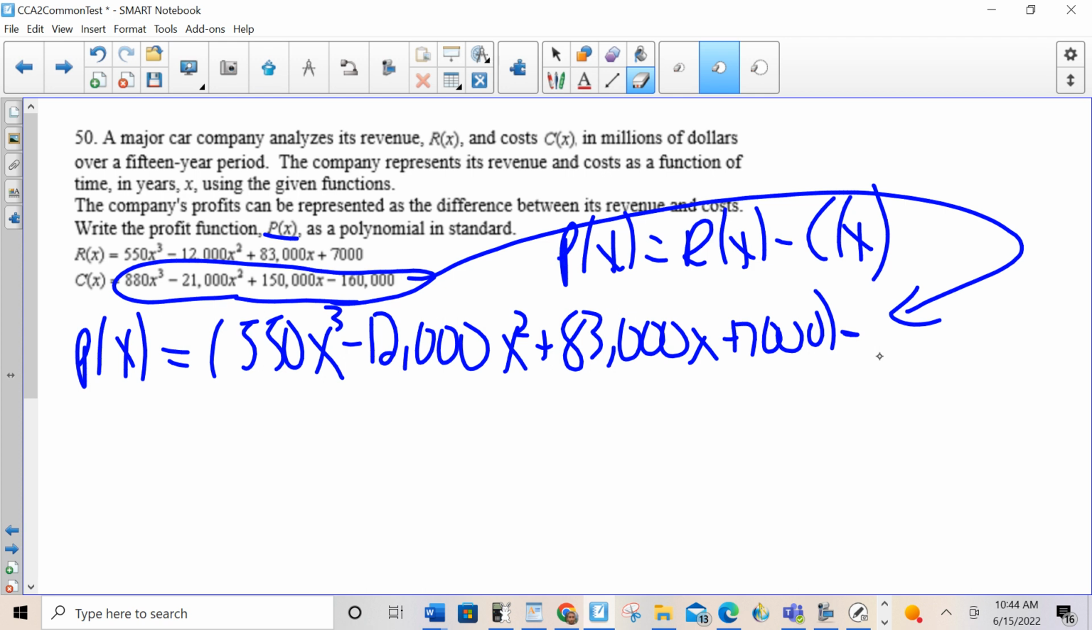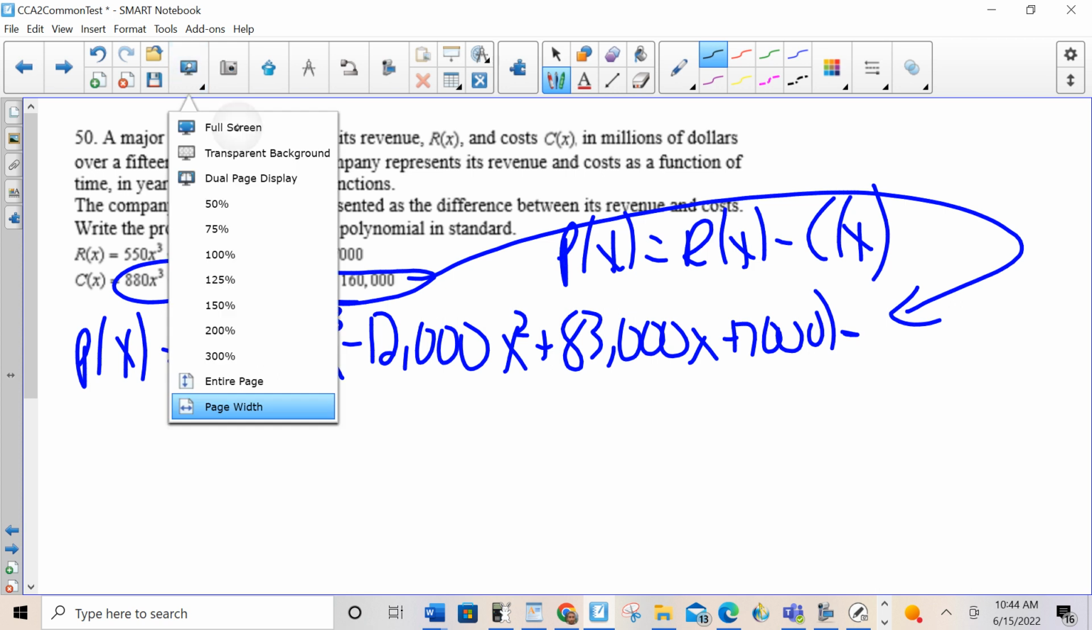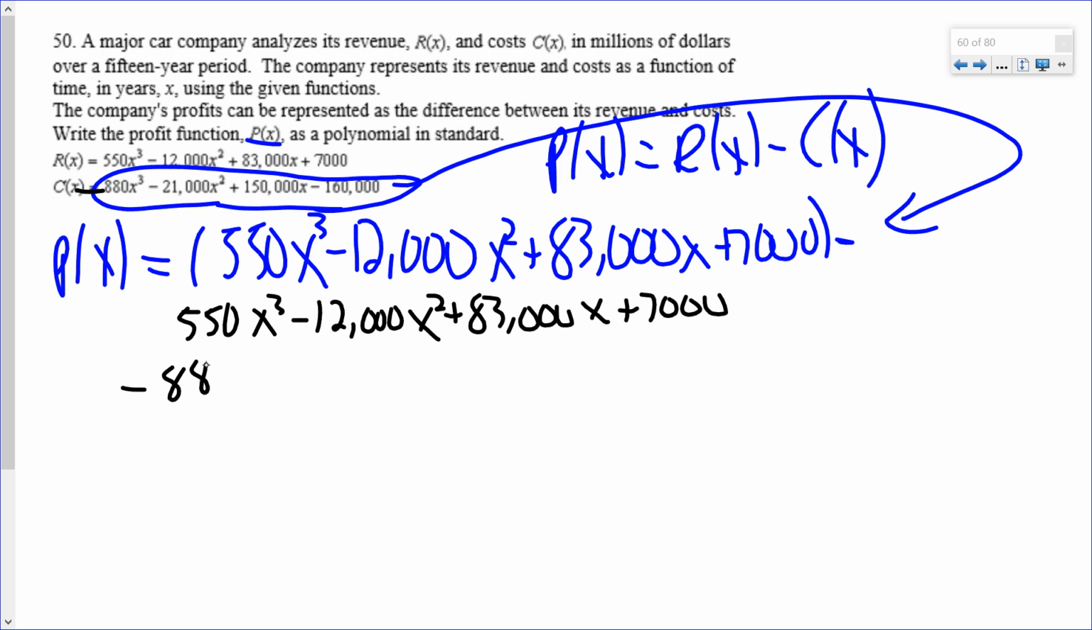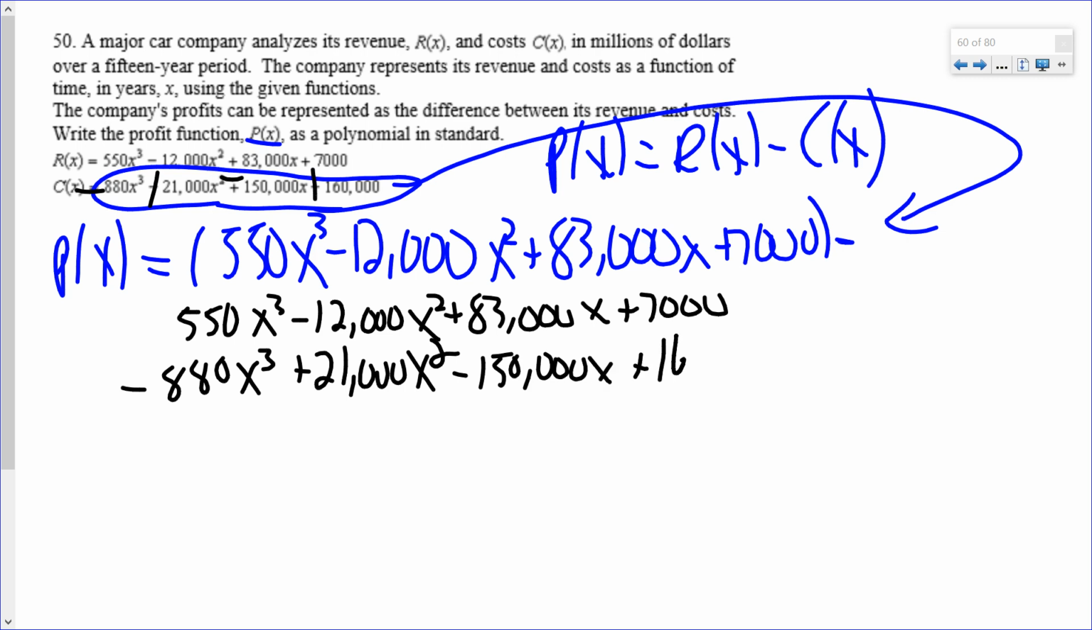Now, to subtract polynomials, we keep change, or we distribute the negative. So it's going to become 550x cubed minus 12,000x squared plus 83,000x plus 7,000 minus 880x cubed plus 21,000x squared, again I'm distributing the negative, minus 150,000x plus 160,000. From there, I just combine like terms, use the calculator if you need to.